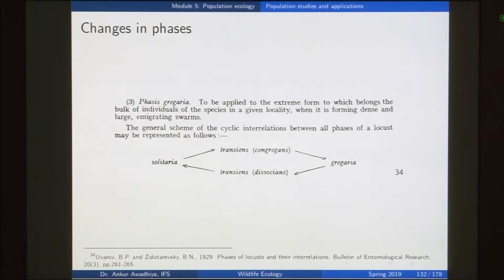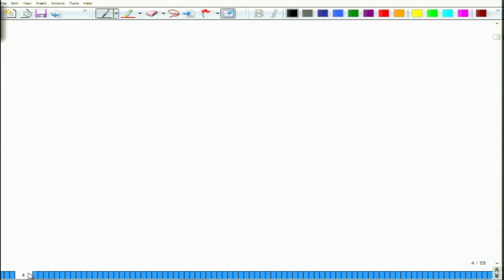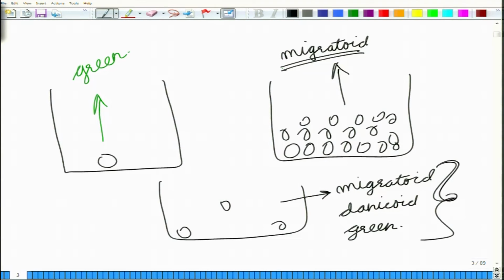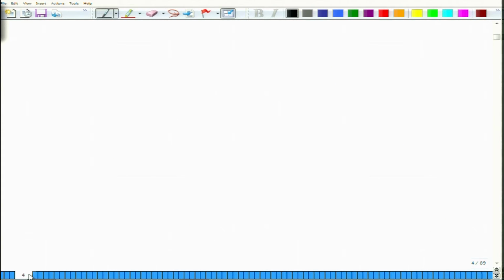Now, what Uvarov said was that these larvae are different, and similarly the adults are also different. As we had seen in this case, we have these 3 different varieties, the migratoid, the dinicoid and the green variety. Similarly, even in the case of the adults, you have these 3 phases. The first one is the solitary phase. If you have organisms in the solitary phase, they will have a large space for themselves and they are going to remain in that place for a very long period of time.